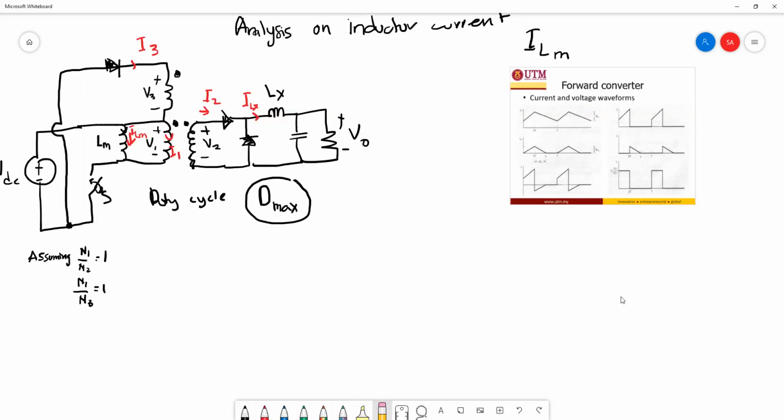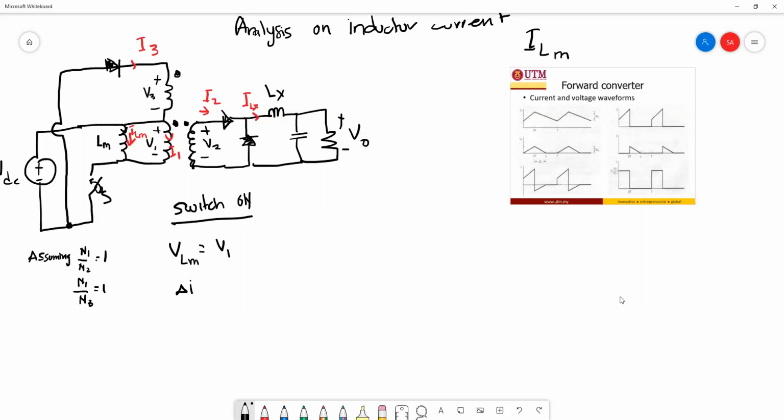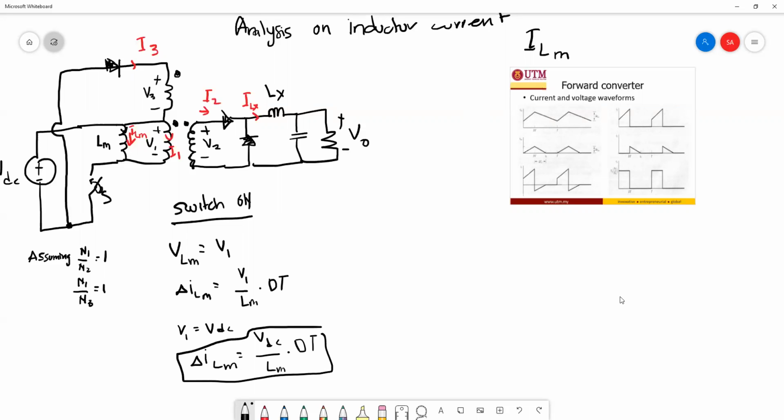Let's look back at the change of delta IL. During the switch on, the voltage across the magnetizing inductance is equal to V1, and we can just shortcut this. I hope you all understand what it is about. It is V1 over Lm multiplied by dt, and since the switch is closed, V1 is your VDC. So I can write this as VDC over Lm dt. This is my equation when the switch is on.